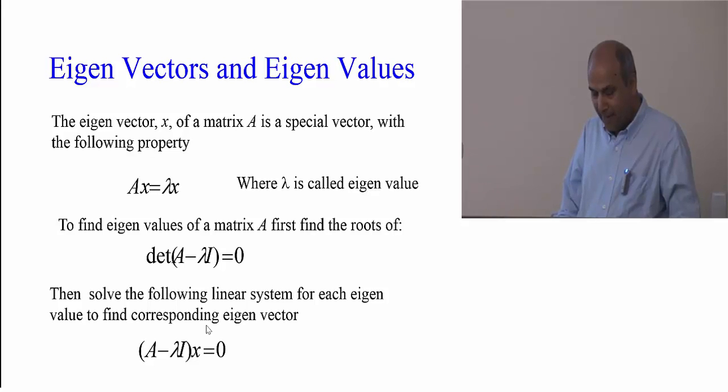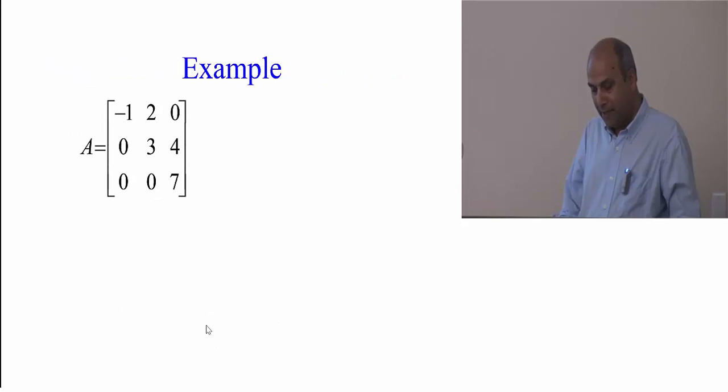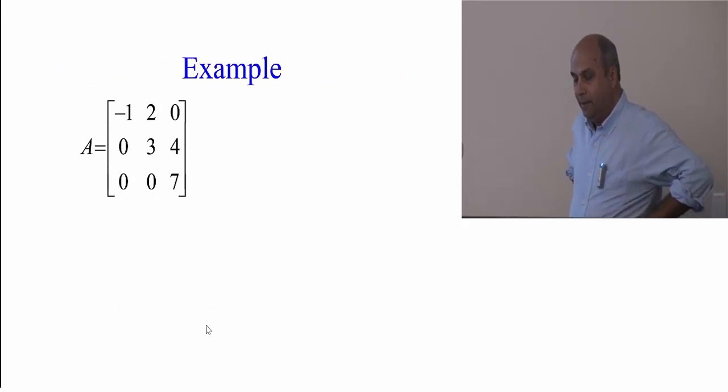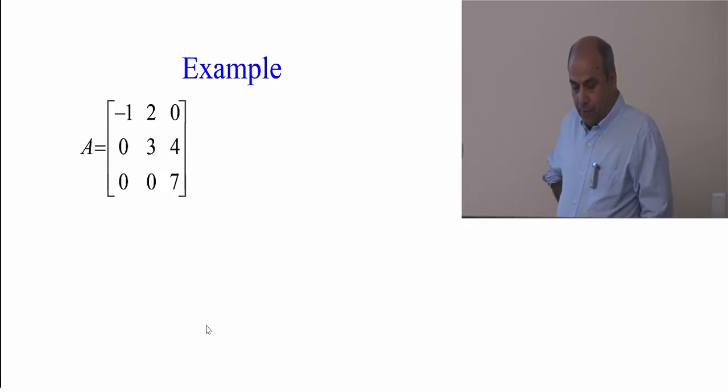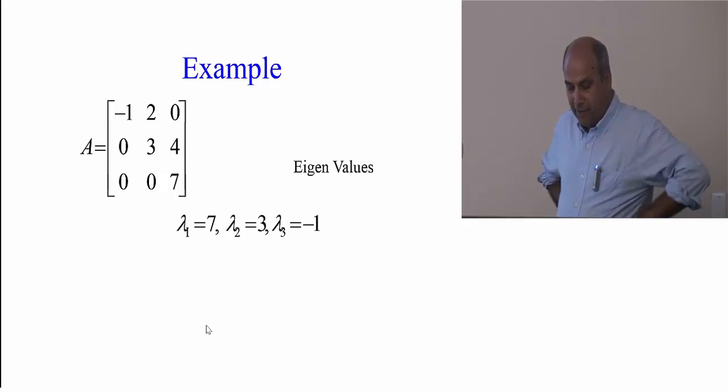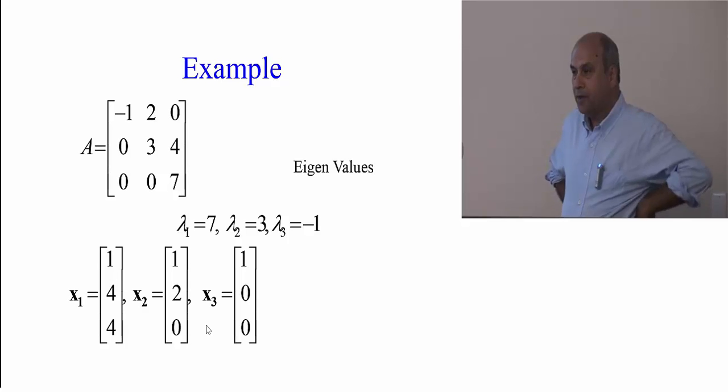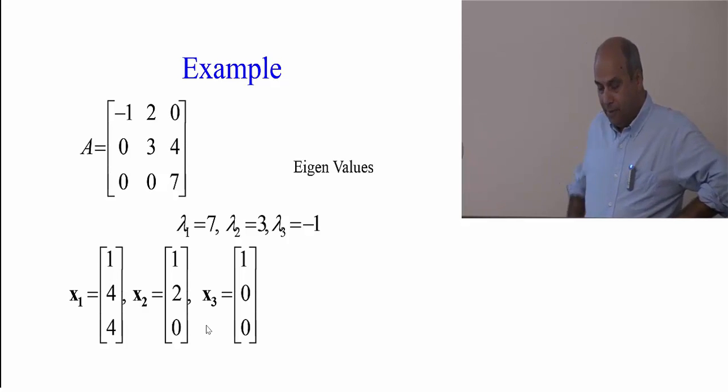Once we have the eigenvalues, we can find the eigenvectors. So let's take an example. This is a matrix A. These are its eigenvalues: 7, 3, and -1. And these are the corresponding eigenvectors. For the corresponding eigenvalue 7, the eigenvector is (1, 4, 4).